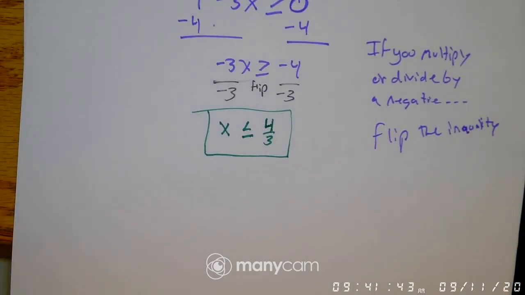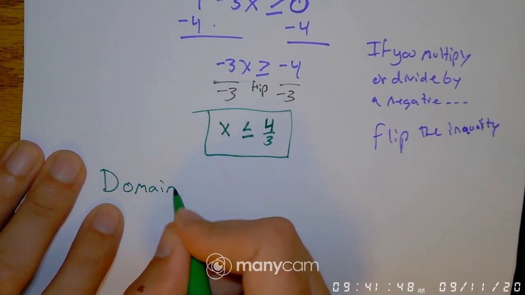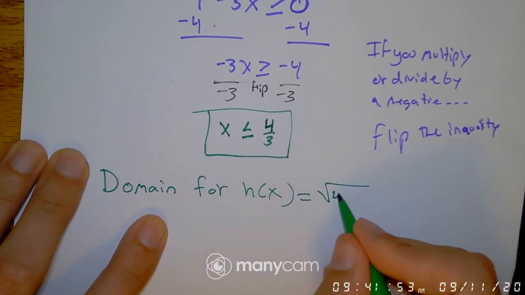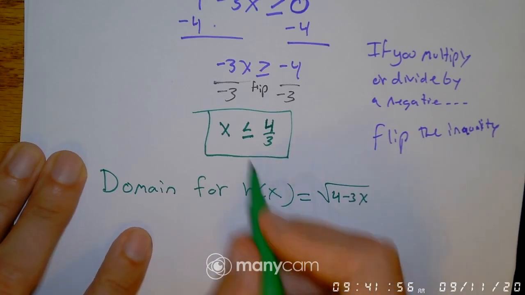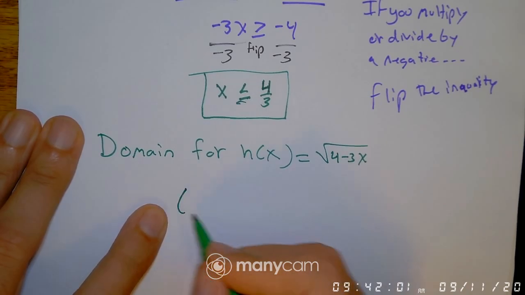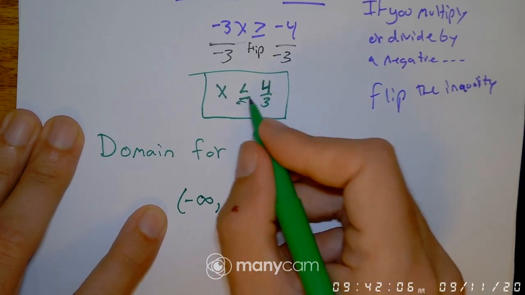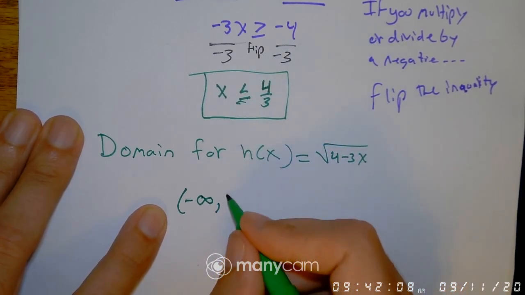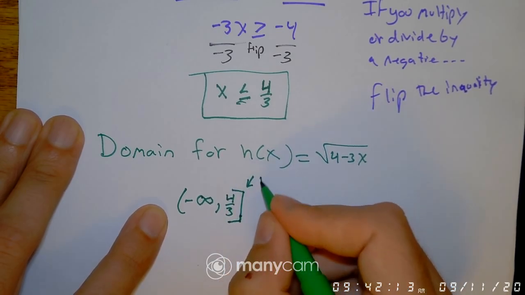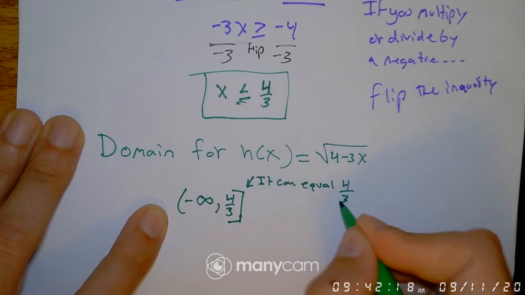Okay? So how would I write the domain then? The domain for h of x would be, so it has to be less than or equal to 4/3. So I would go from -infinity, and when I get to 4/3, I'm going to put a bracket because it can equal 4/3.